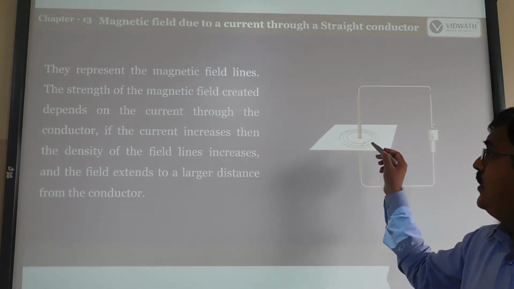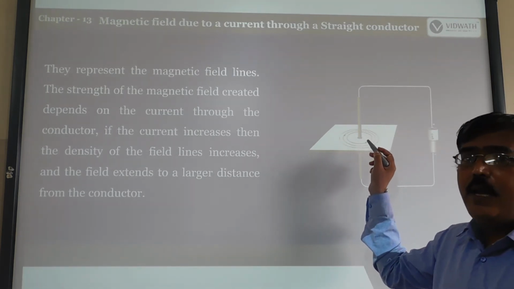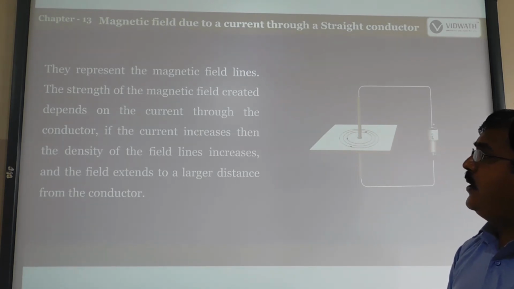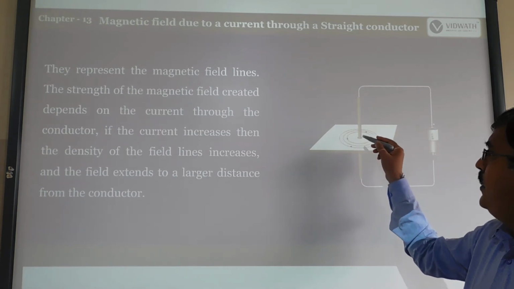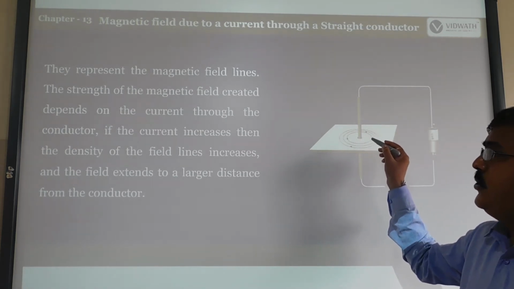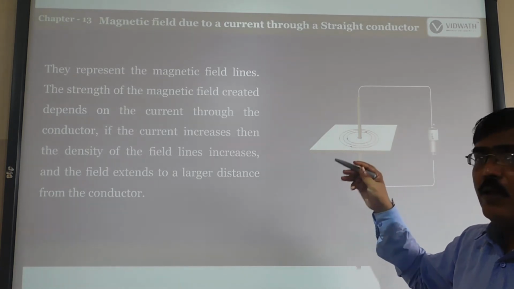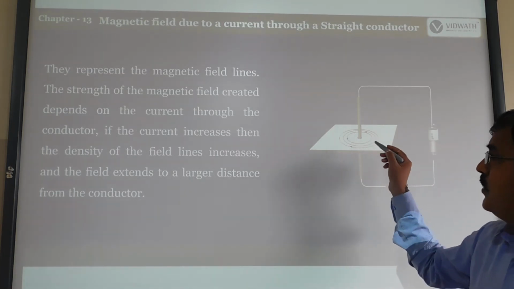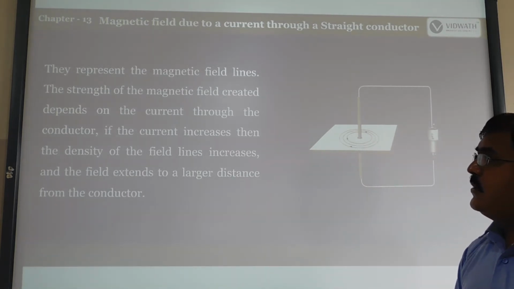So the concentric circles which we observe here are called magnetic field lines. The strength of the magnetic field depends upon the current flowing through the conductor. It depends on how much current you pass through the conductor. If you pass more current, then there are more concentric circles. If the current increases, then the density of the field lines also increases.